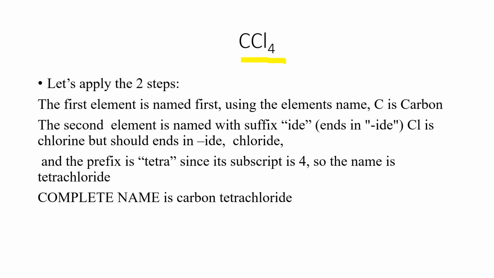CCl4. So let us apply the two steps. The first element again is named using the element's name. Again, C is carbon. Now, the second element is named with suffix IDE. So Cl is chlorine, but it should end in IDE. So the name is chloride. And the prefix is tetra because its subscript is 4. See, it's 4. So the name is tetrachloride. So therefore, the complete name is carbon tetrachloride.